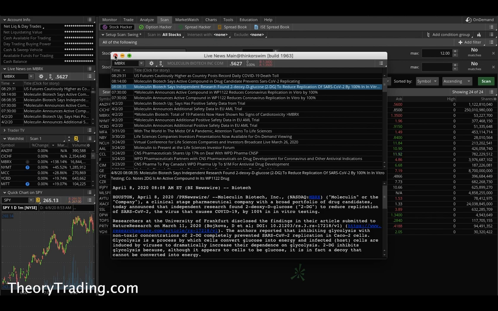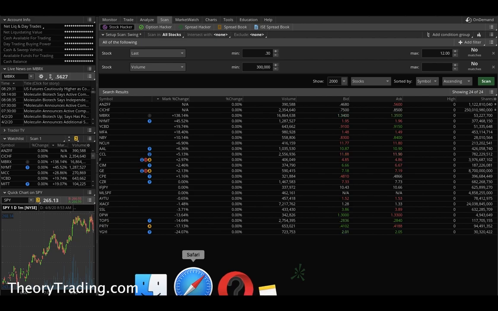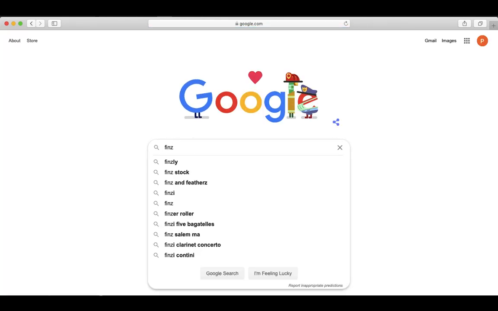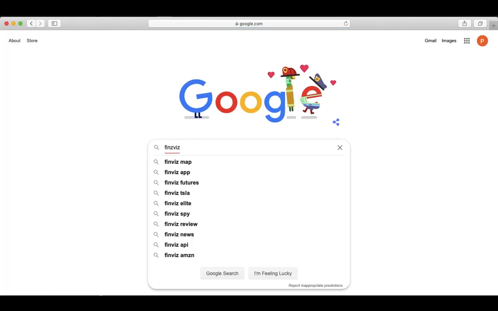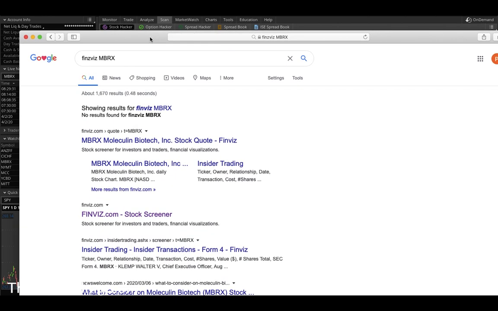So once you find out that it has a positive news catalyst, it fits your criteria, you do want to take a look at the float. So the float is going to tell you also how hot it's going to move. So you can just go to a website like FinViz and just type in the ticker. So just Google it, FinViz MBRX.